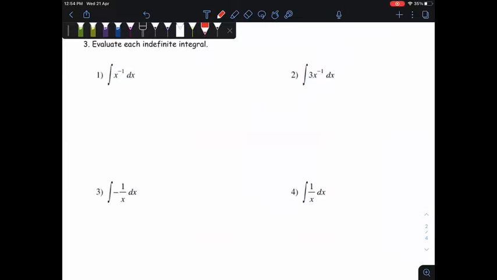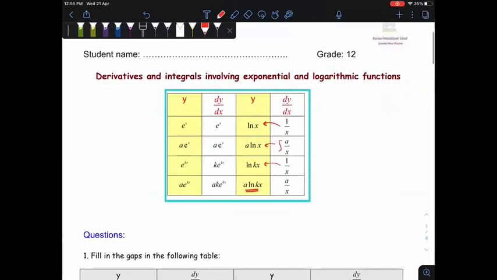Evaluate each indefinite integral. The integral of x to the power of negative 1 dx. We know that x to the power of negative 1 can be written as 1 over x dx, and it's simply ln x plus what? Plus c. Number 2, according to the table.